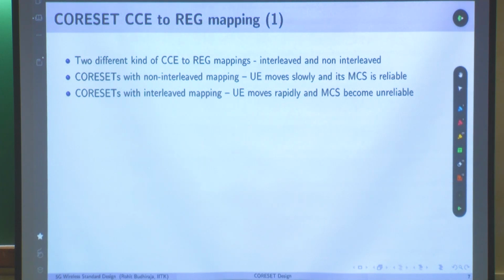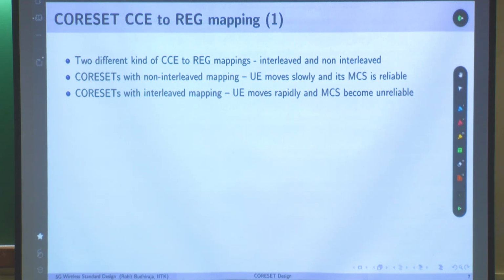And what happens is that if it's 100 megahertz of band, the channel might be good in one part of the band and bad in another part of the band. So what are you saying? Even if the channel is bad in certain parts of the band, there is a probability that the channel is good in certain parts of the band. And you do not know the MCS reliably. You take a risk that in certain parts of the band the channel is good, and in certain parts the channel is bad.